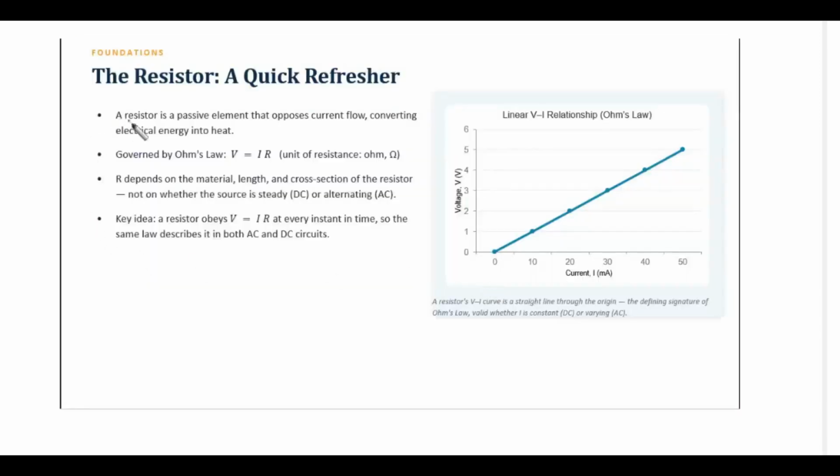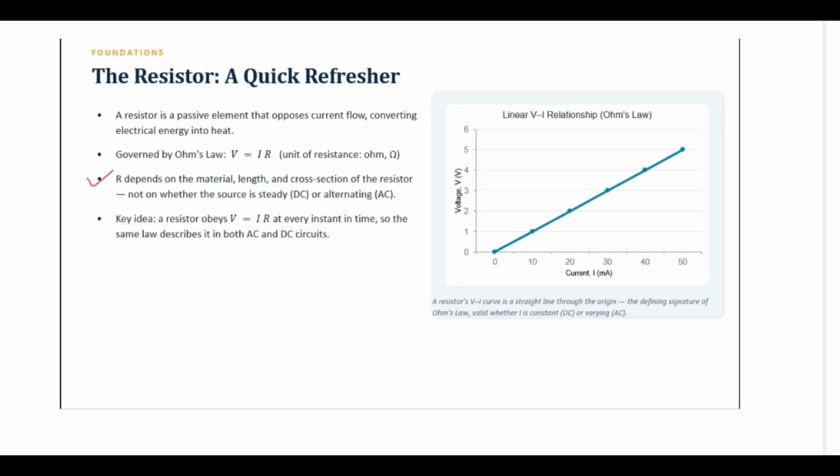A quick refresher: a resistor is a passive element that opposes flow of current, converting electrical energy into heat. We have seen that already. It is governed by Ohm's law, V is equal to IR, and the SI unit of resistance is ohms. Now, R depends on the length and cross-sectional area, not on whether the source is steady or alternating. This is a very important point that we need to pause to consider.